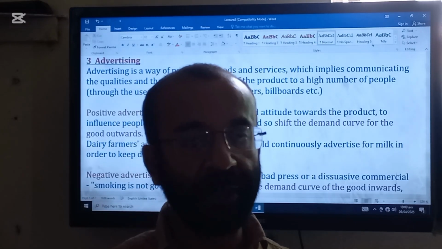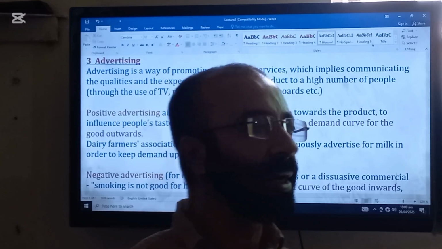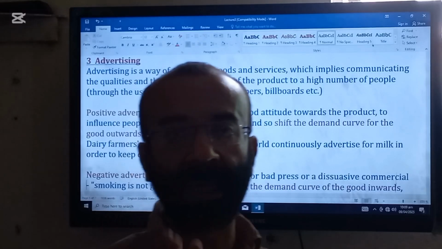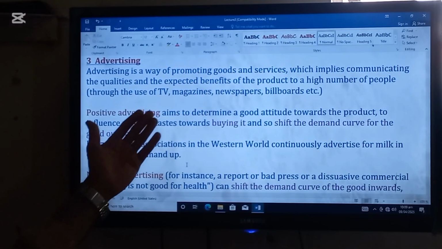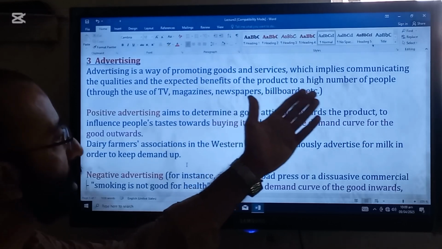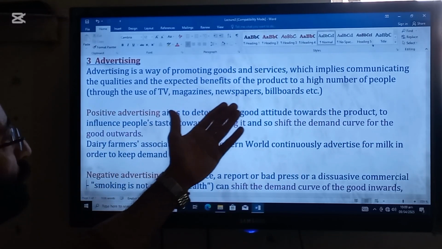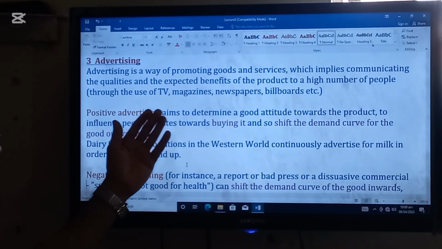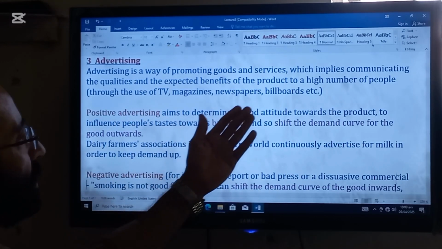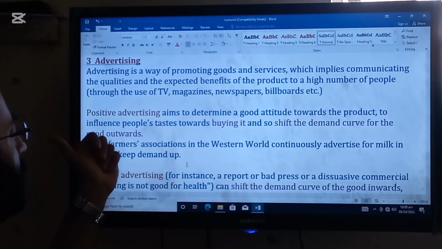The next point which we are going to discuss in this topic is the effect of advertising on demand. So concentrate yourself. Advertising is a way of promoting goods and services which employs communicating the qualities and the expected benefits of the products to a high number of people through the use of TVs, magazines, newspapers, billboards, etc. So this is the purpose of advertising normally.